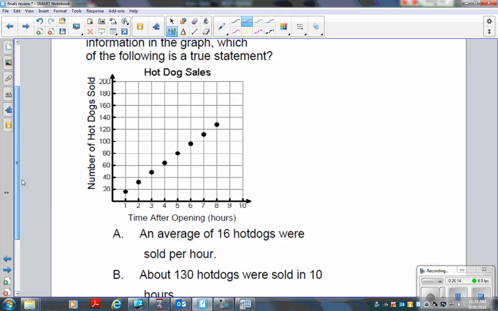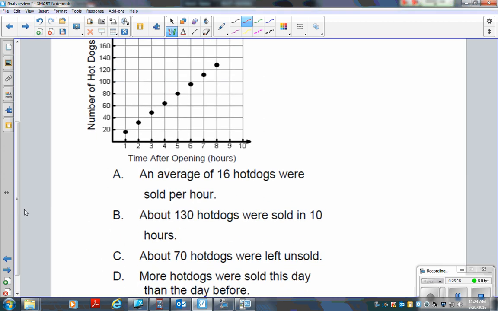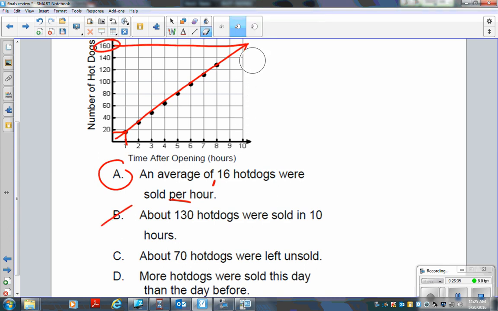All right, here's our graph right there. And they say the average 16 hot dogs were sold per hour. Per means 1 hour. In 1 hour, there was 16. That looks about right. In 10 hours, there was 130? No, in 10 hours, it was 160. 70 dogs were unsold. We don't know how many they had, so we can't tell if they were sold or unsold. More hot dogs were sold this day than the day before. Again, they don't tell us what happened the day before. The answer is A.